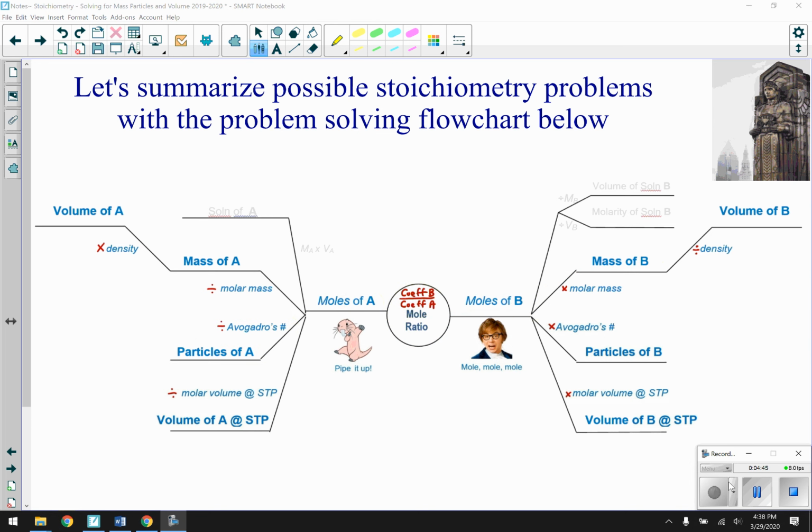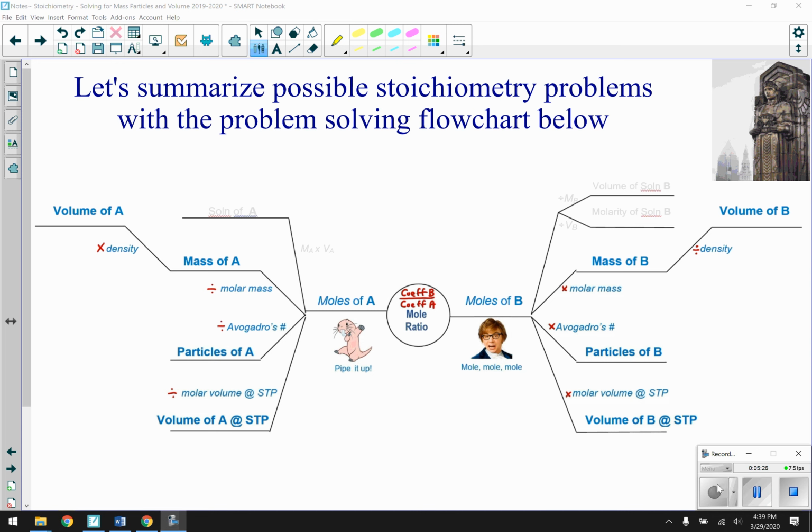Problem number 6, for the HChem guys, was a mass of A to volume of B using the standard temperature and pressure, the molar volume. So let's map out mass of A to volume using the molar volume. Mass of A, first step, get to moles of A: divide by the molar mass. Apply the mole ratio, get your moles of B. Once you have moles of B, you apply the molar volume to get volume of B, using that molar volume that we covered in Honors Chem.